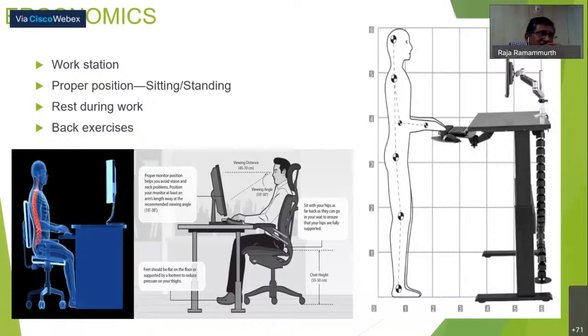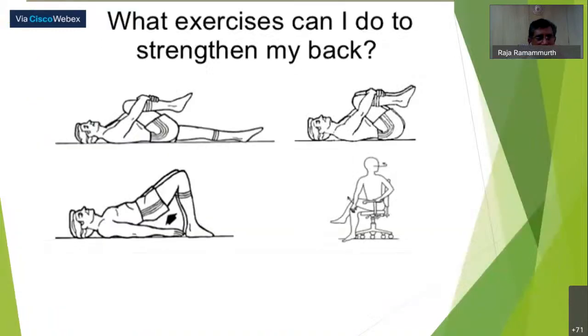Then at last, if you consider the back exercises, they can be either the McKenzie extension exercises, cat and camel exercises, the cobra push-up exercise, or the Williams flexion exercises. Any of these exercises can be given for lumbar stability as well as lumbar mobility. So at last, what exercises can I do to strengthen my back?